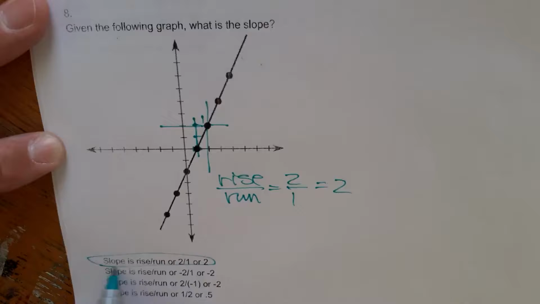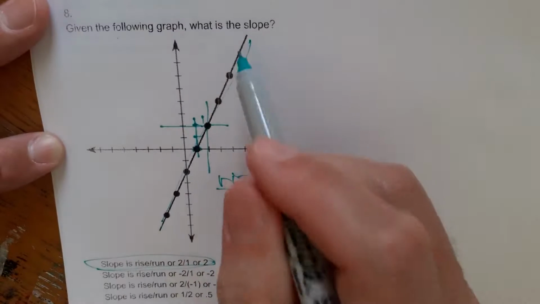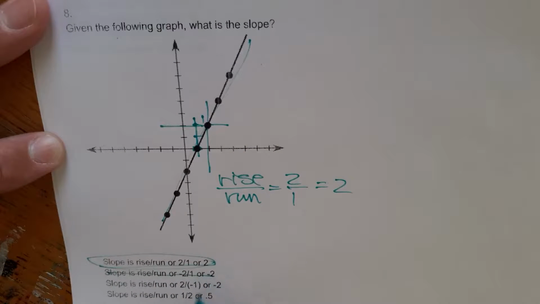Okay, so 2 over 1 or 2. It's got to be positive because it's up to the right. This is out because it's negative. This is out because it's negative. It's not a half. It's 2 over 1 in this case. All right, so that's the correct answer. Rise over run, 2 over 1.